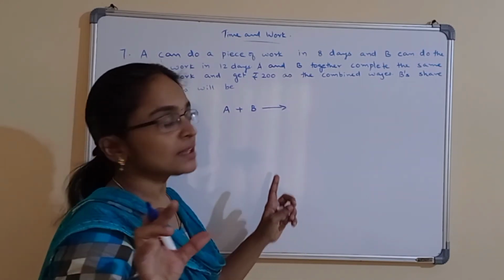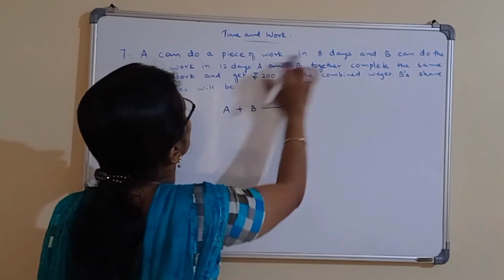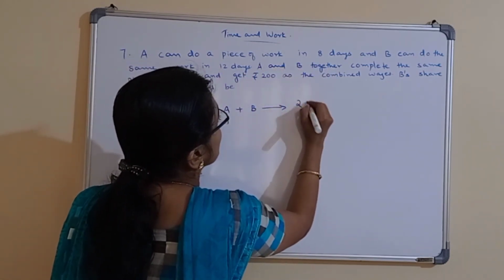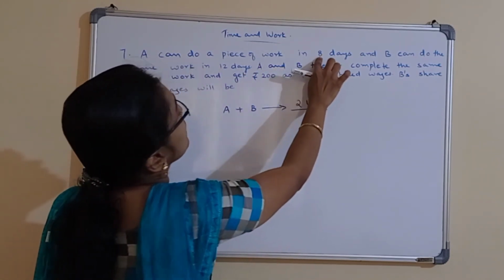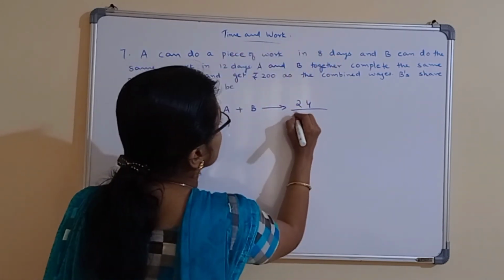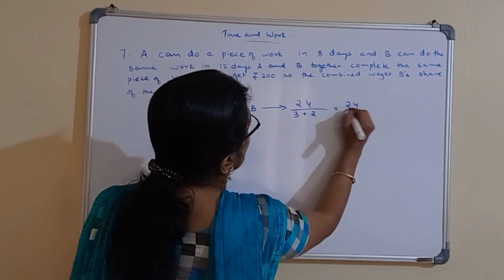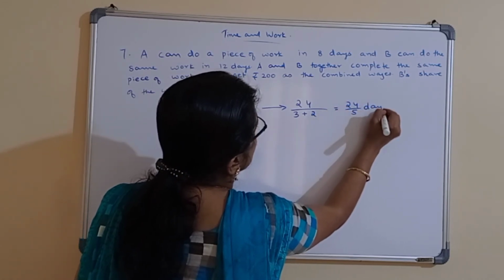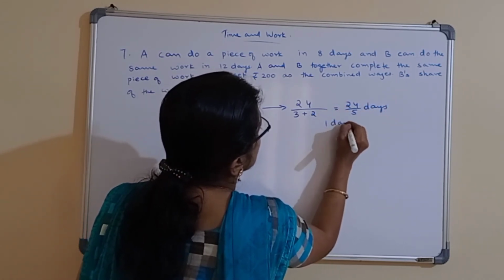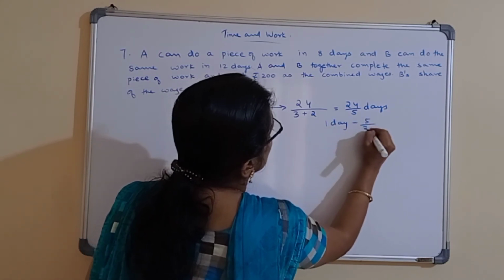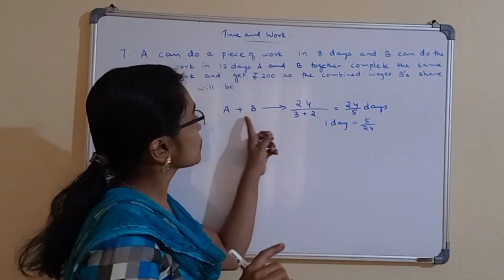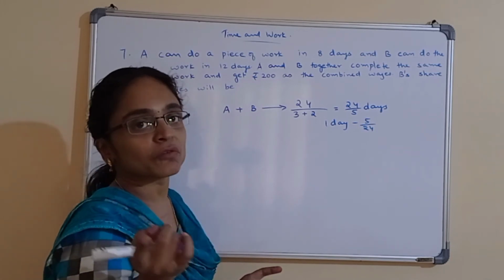So A plus B will take how many days? LCM of 8 and 12 is 24. 24 by 8 is 3 and 24 by 12 is 2. So 24 by 5 days. That is, in one day it will complete 5 by 24 of the work. That is, A plus B together will complete 5 by 24 of the work.